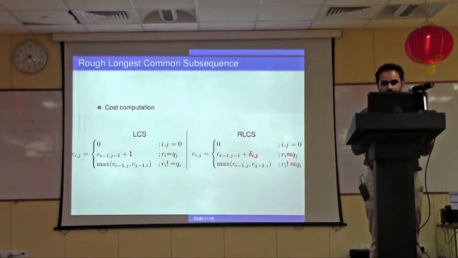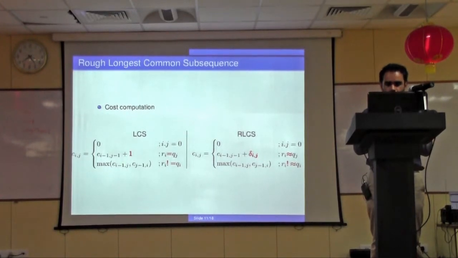The result is that the cost of RLCS does not tell you the length of the longest common subsequence, unlike LCS. RLCS sort of gives you the rough length of the longest common subsequence. If you want the actual length of the rough longest common subsequence, you just have to replace this delta ij by 1. Then the end resulting cost would be the actual length of the rough longest common subsequence.